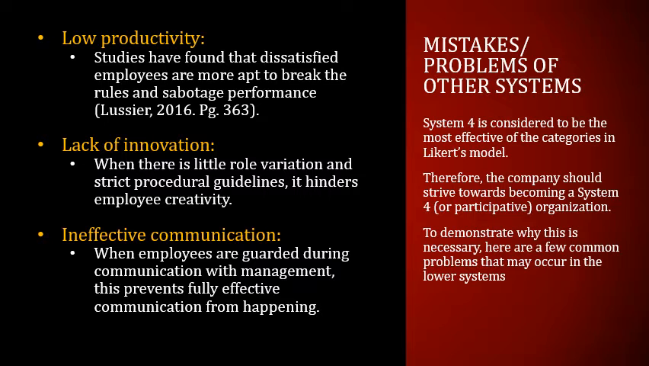And effective communication. When employees are guarded during communication with management, this prevents fully effective communication from happening. In System 3, for example, where employees and leaders have regular interaction, they still communicate with caution, whereas in System 4, there is open communication at all levels, and it's no longer guarded. It is open and free.